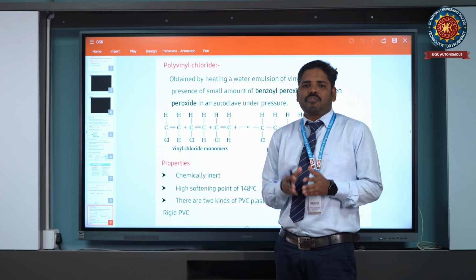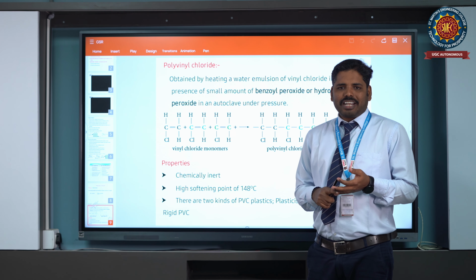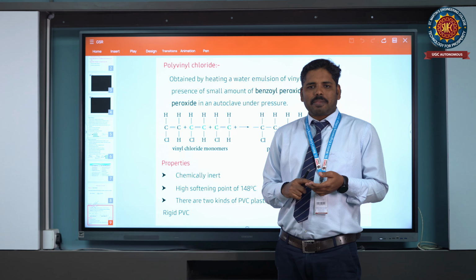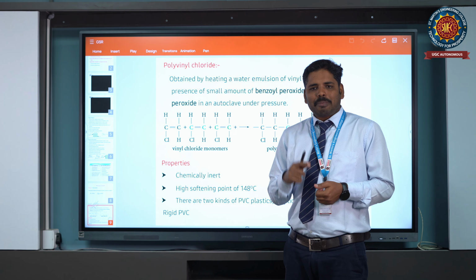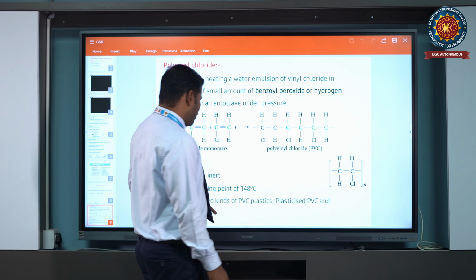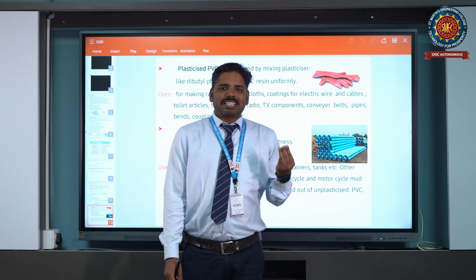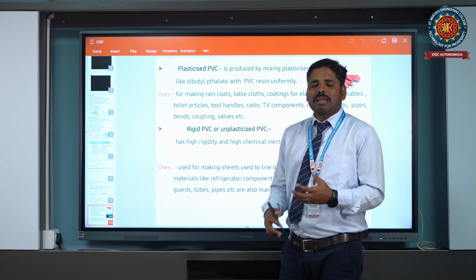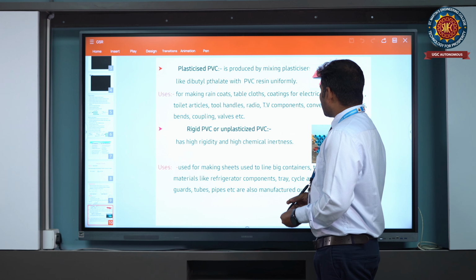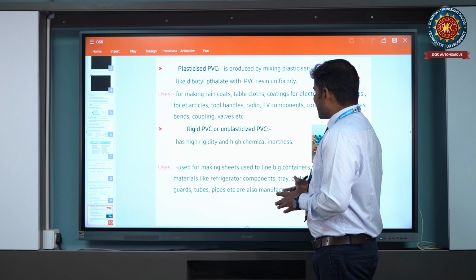What are the properties of polyvinyl chloride? First one, already I told, it is insoluble in organic solvent. Second one, chemically inert. Third one, it is colorless, odorless and chemically inert. Fourth one, high softening and melting point. There are two kinds of PVC, rigid and plasticized. In the presence of some external reagents, plasticity can be increased. Plasticized PVC is produced by mixing a plasticizer like dibutyl phthalate with PVC resin uniformly.